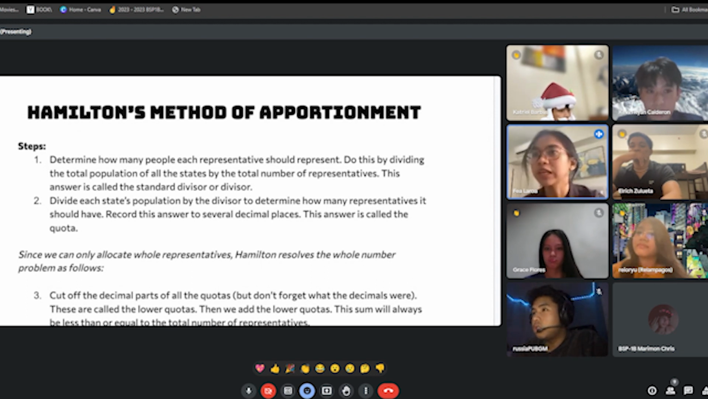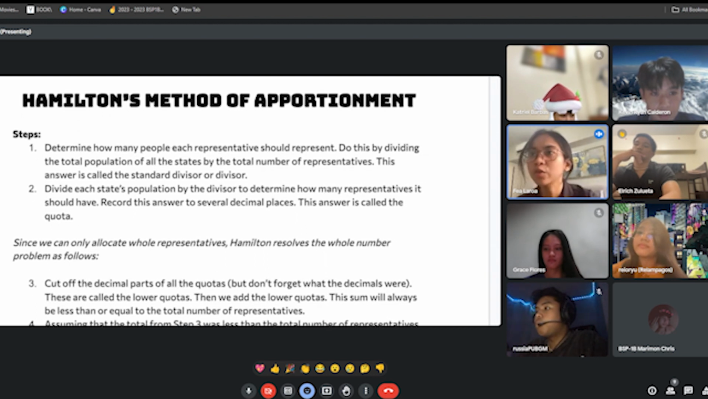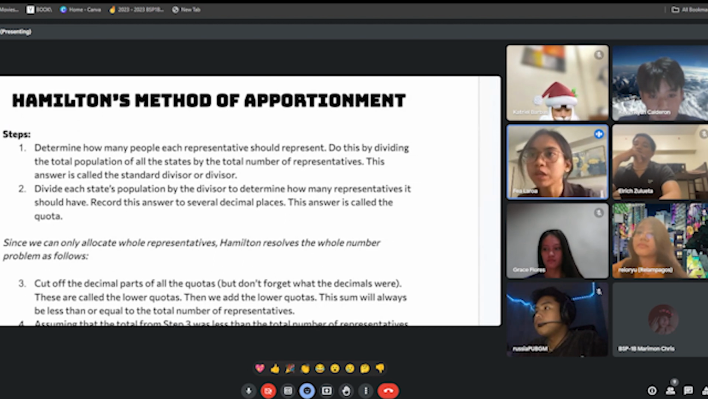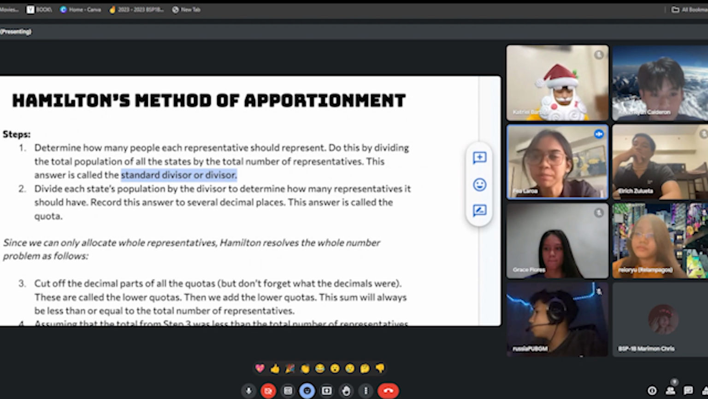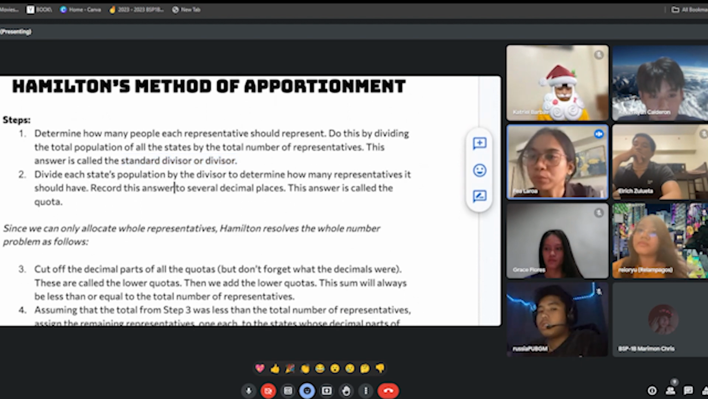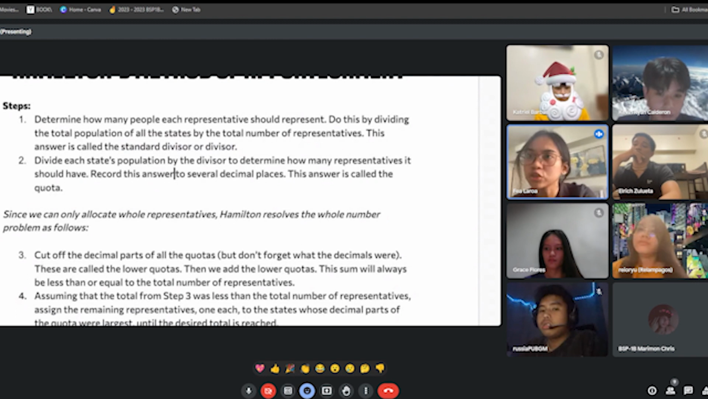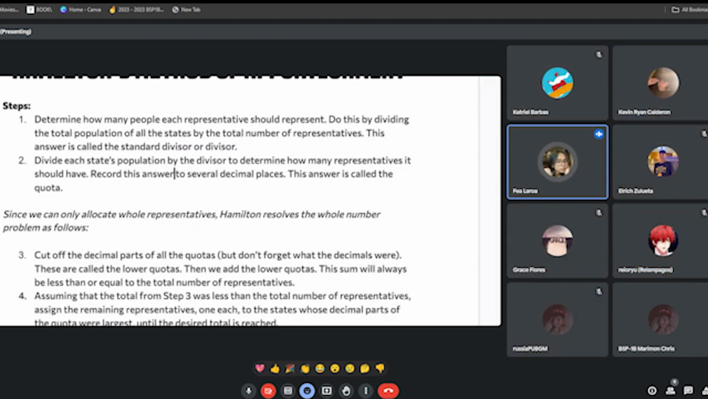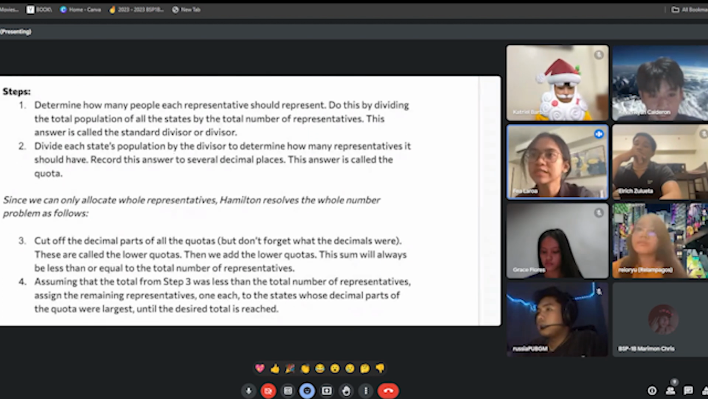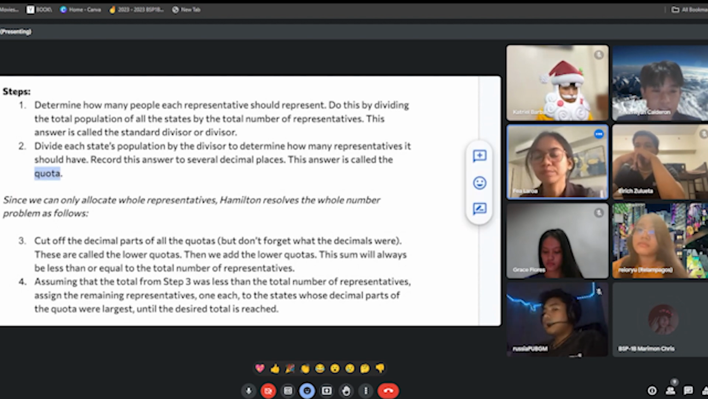It's quite simple, really. The first step would be to determine how many people each representative should represent. You can do this by dividing the total population of the states by the total number of representatives. The answer would be called the standard divisor or simply the divisor. Step 2. Divide each state's population by the divisor in order to determine how many representatives it should have. Record this answer in several decimal places. This answer would be called the quota.